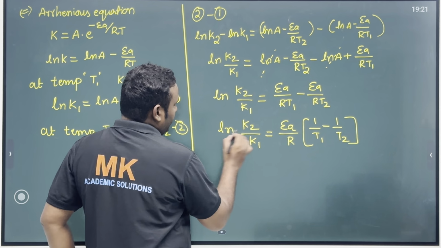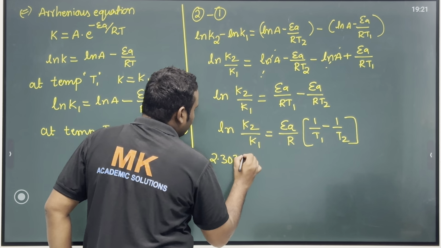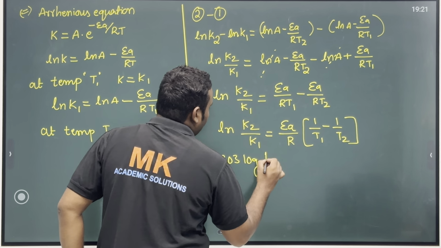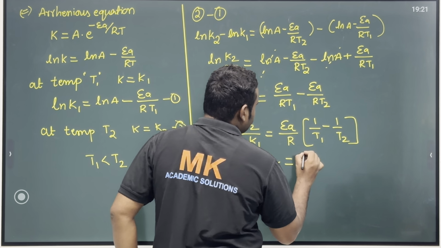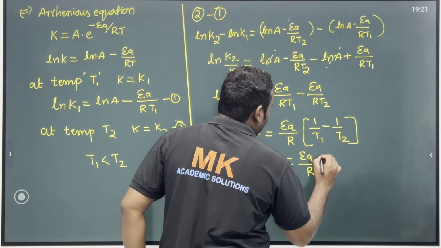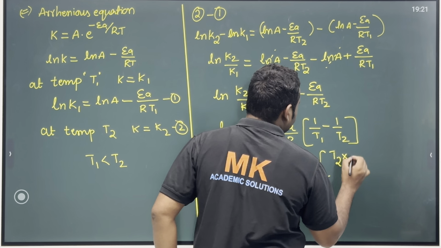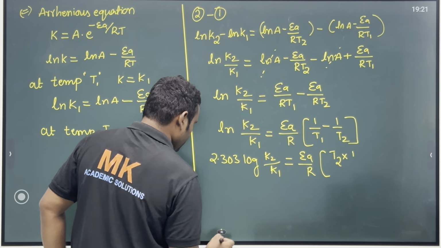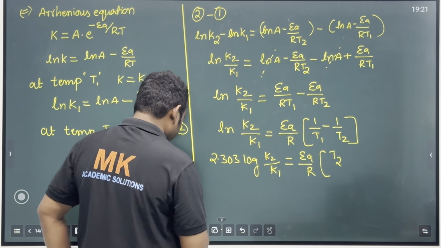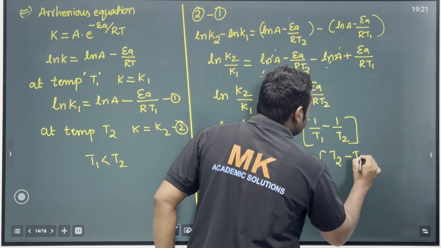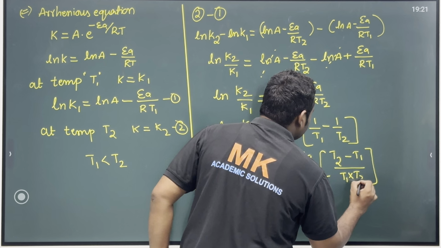Okay. So now in place of ln we can write log, that is 2.303 log base 10, or you need not write base 10 also, no problem, K2 by K1 is equal to EA by R. And here also some do take the LCM. So when you take the LCM there, what you will get is T2 minus T1 by T1 into T2.